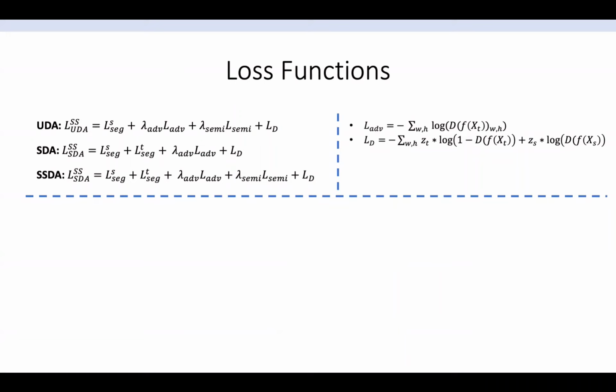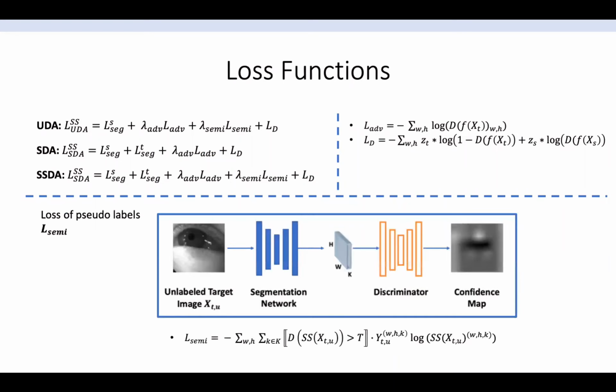A bit more will be said on how to utilize the unlabeled target images to improve segmentation performance. Specifically, a semi-supervised loss is designed by generating pseudo-labels for eye regions in the unlabeled target images. The discriminator generates a confidence score for each pixel in the image belonging to the source or the target domain. Only the pseudo-labels of regions where the confidence score is above a threshold are used to train the segmentation network via a masked cross-entropy loss.